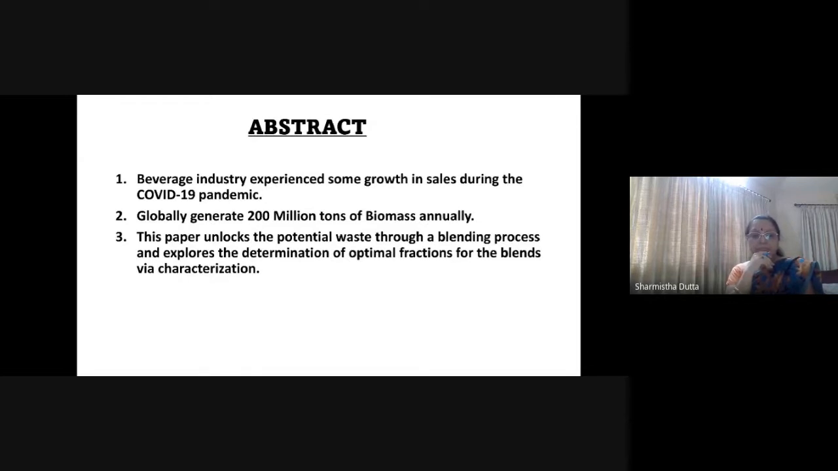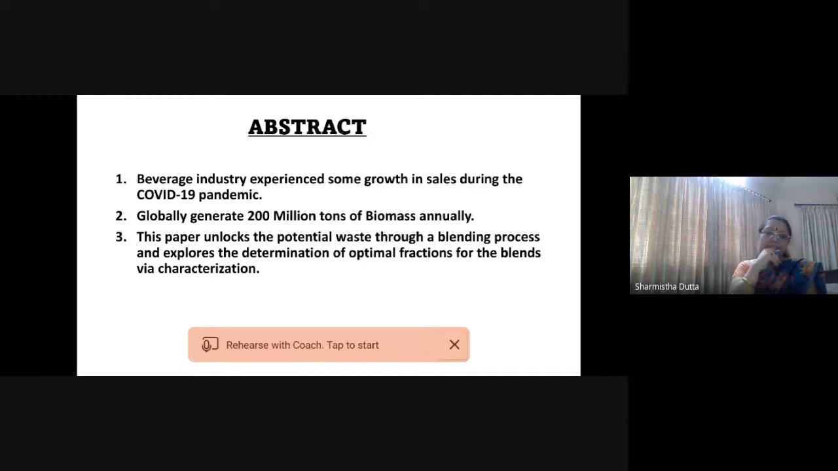Abstract. A few industries such as beverage industries have experienced some growth in sales during the COVID-19 pandemic. Globally, beverage companies generate over 200 million tons of biomass annually, which largely ends up as animal feed or in the landfills. With the UK government commitment to reduce its carbon footprint by at least 68% in 2030, this paper unlocks the potential for improving the fuel properties of beverage waste through a blending process and explores the determination of optimal fractions for the blends via characterization, with an initial moisture content of 82% and 58%. Brewery spent grain and spent coffee grounds pre-treatment reduce the moisture. The study concludes the biomass blending improves the properties of biomass.